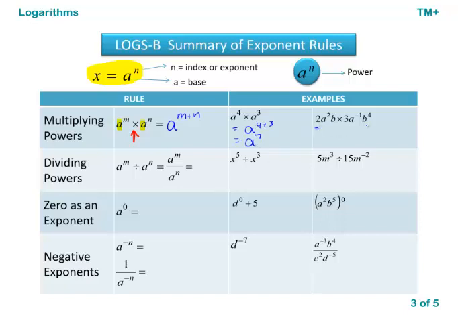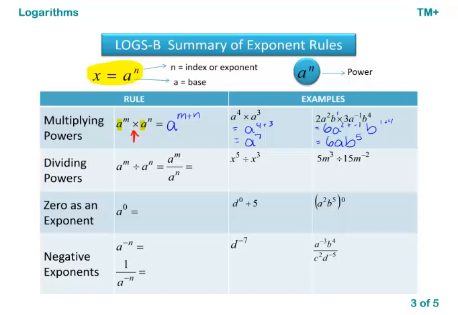Next one, a bit more complicated because there's three different types of terms here. We've got a constant and two variables. So 2 times 3 firstly is 6. A squared times a to the negative 1, so 2 plus negative 1. Then the b, there's a 1 there, 1 plus 4. So it becomes 6a, 2 take 1 is 1, b, 1 plus 4 is 5.